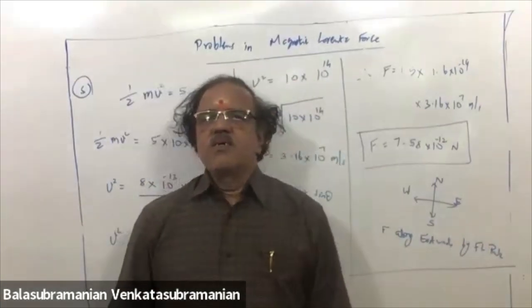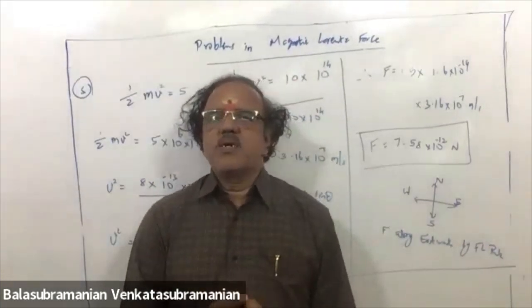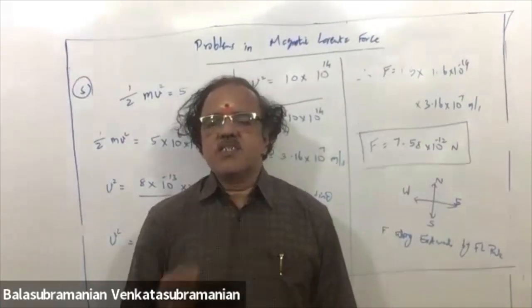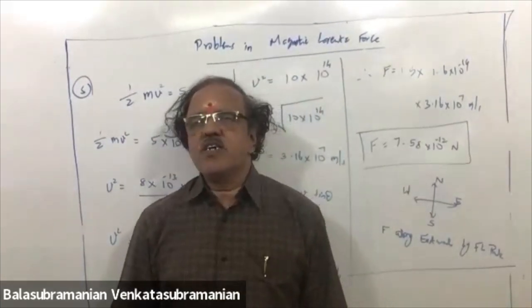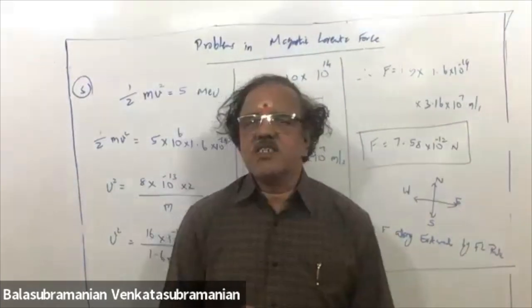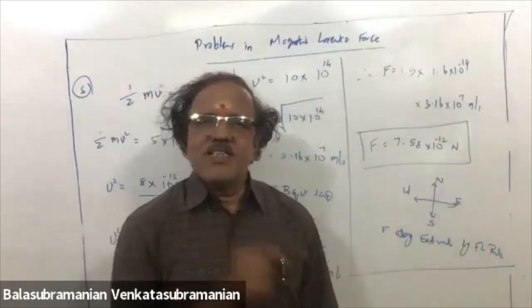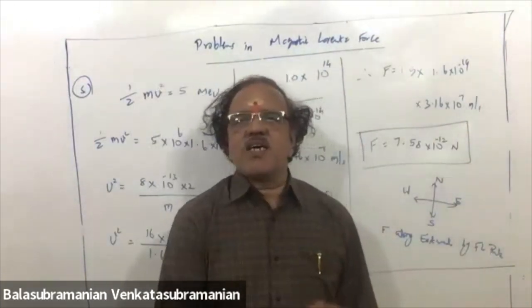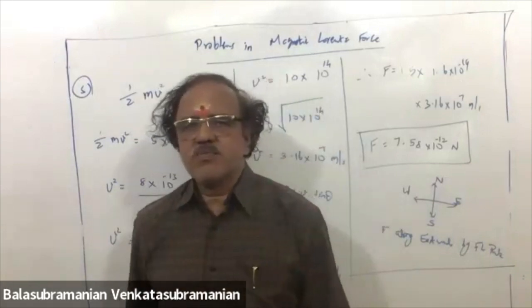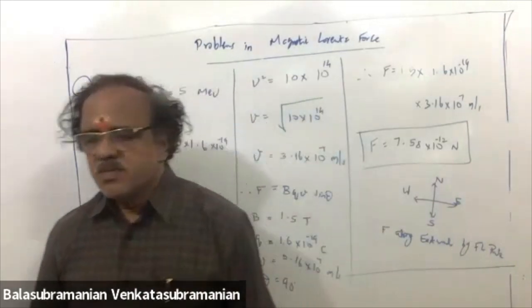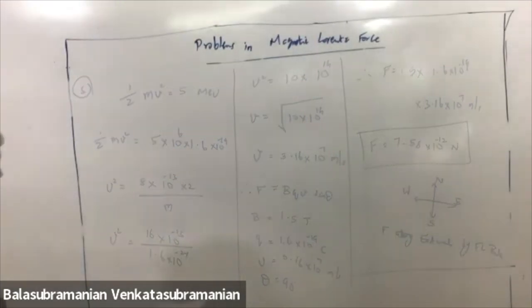Correct? In the previous problem, velocity and the magnetic field or magnetic flux density were not given directly. In this problem, velocity we have to calculate and then substitute. Okay. Next, sixth problem.